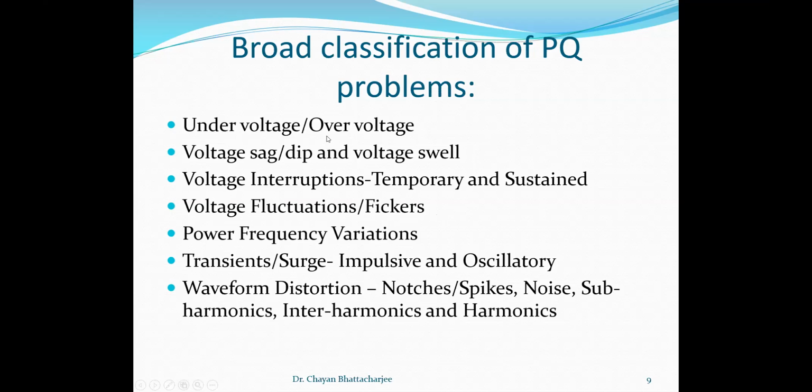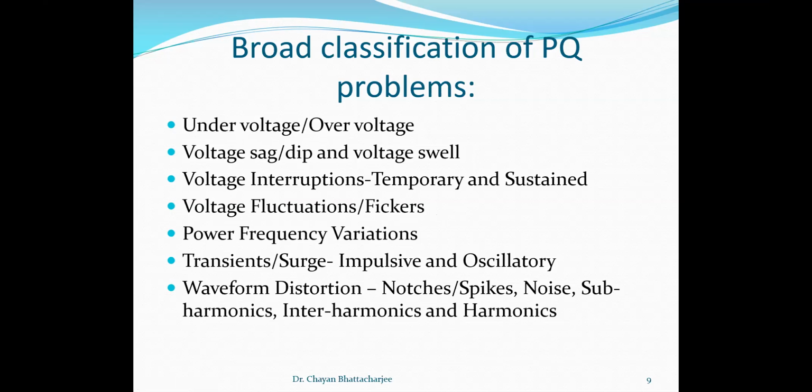And your under voltage and over voltage, these are all RMS voltages. For under voltage, the voltage should be less than 0.9. For sag also, the voltage should be less than 0.9. For over voltage, the RMS voltage should be more than 1.1 pu. So the lower threshold is 0.9 pu, and the upper threshold is 1.1 pu.